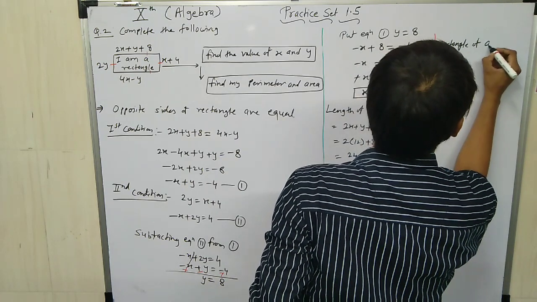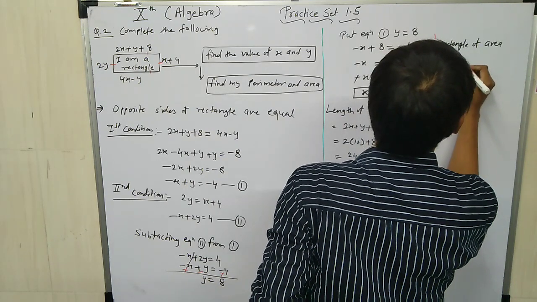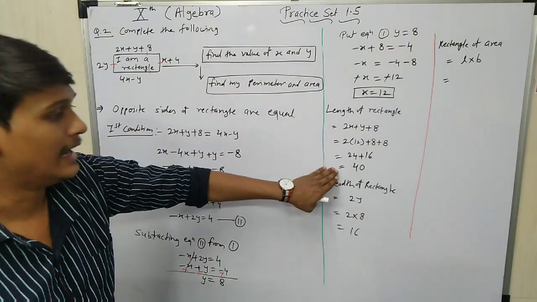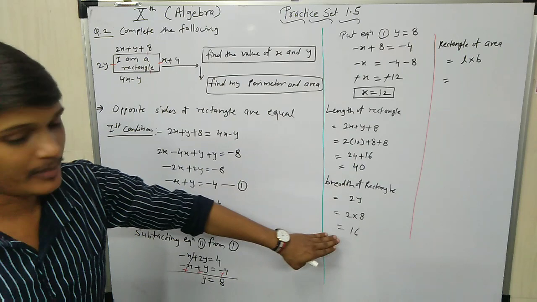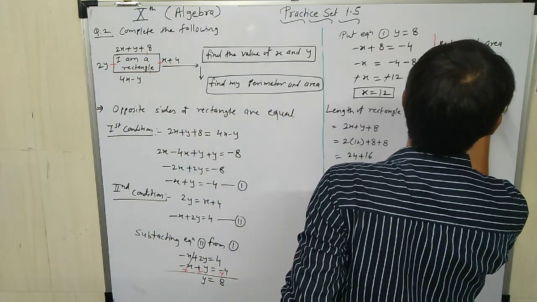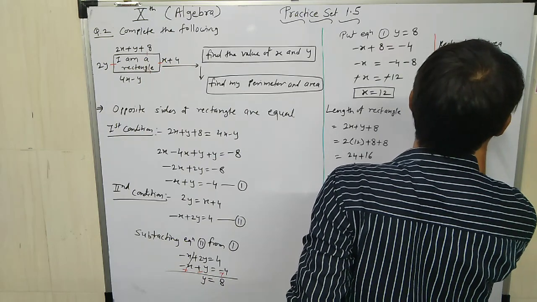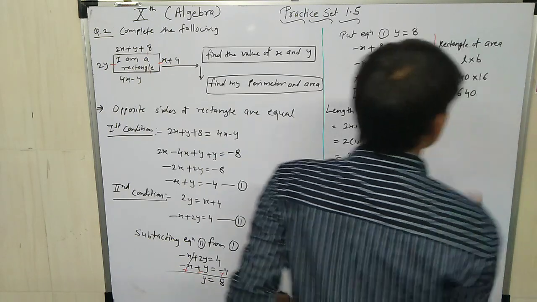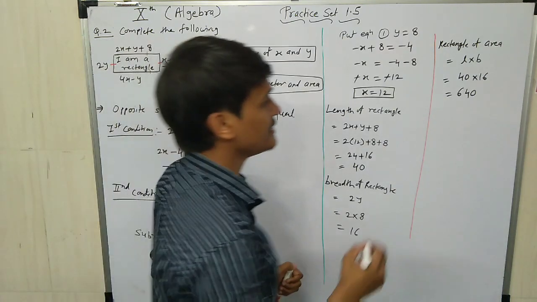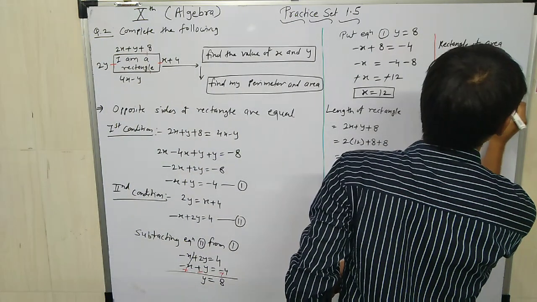Area of rectangle is equal to length into breadth. What is the length? Length is 40 and breadth is 16. 40 into 16 is equal to 640. Got it? This is a square unit.